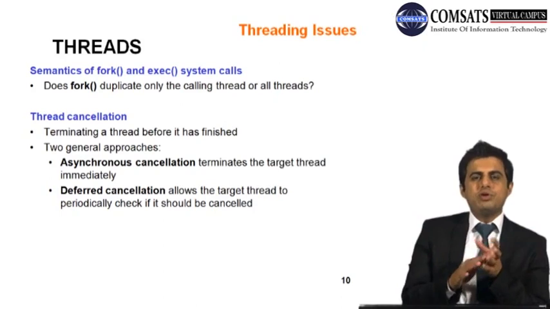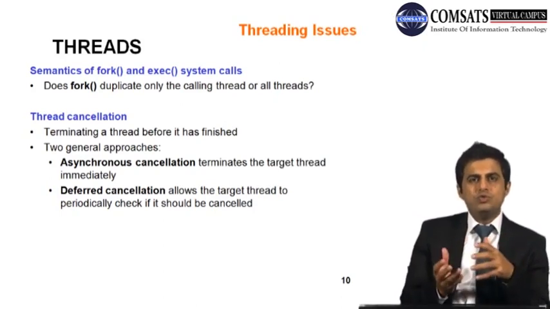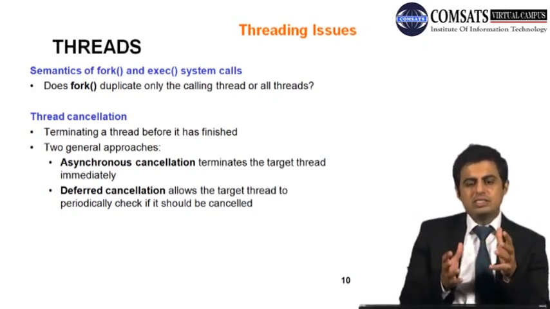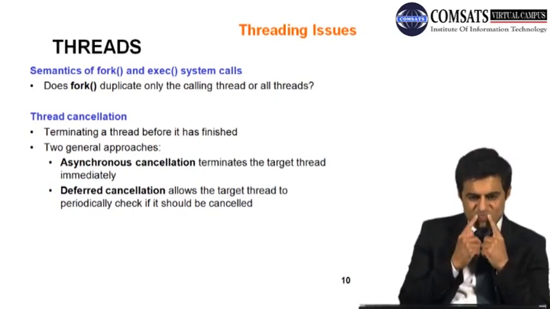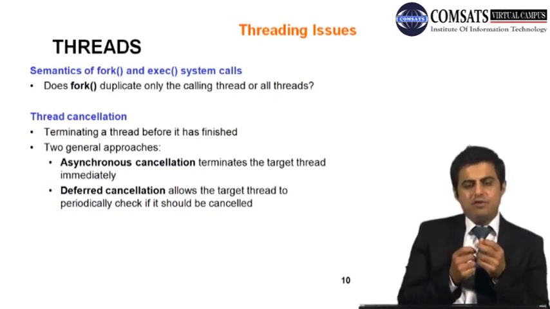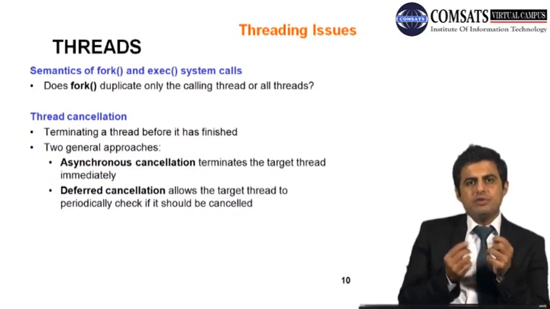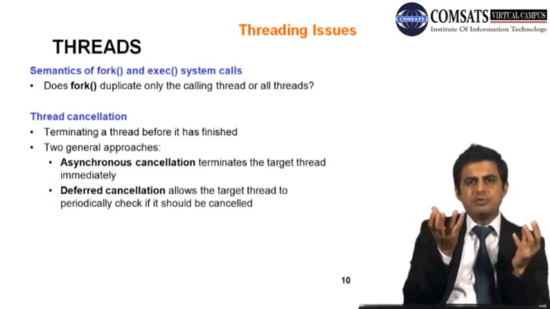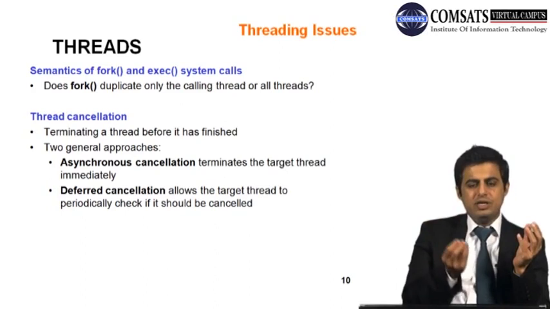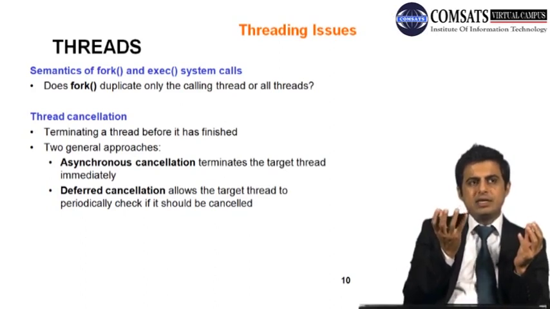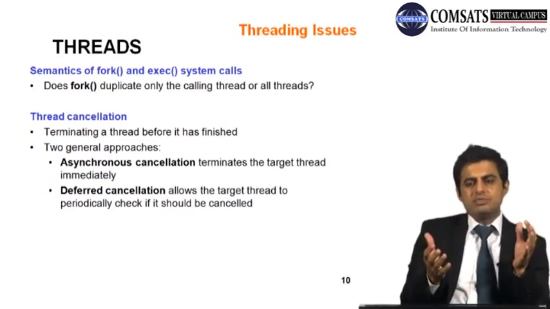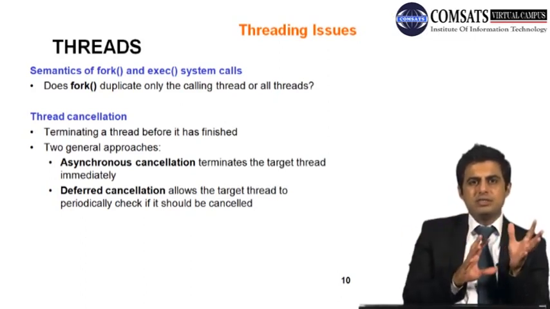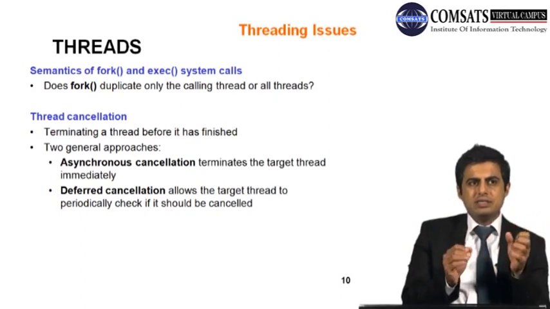And execution system call is when you are trying to execute a thread. So you call this method and that does it for you. But does fork duplicate only the calling thread or all threads? یہ ایک issue ہے کہ fork because it's responsible for multiple threads which are going to one thread. So یہ کیا کرتا ہے کہ duplicate کرتا ہے کہ نہیں کرتا۔ Basically sometimes in some operating system it does and in some other operating system it doesn't.